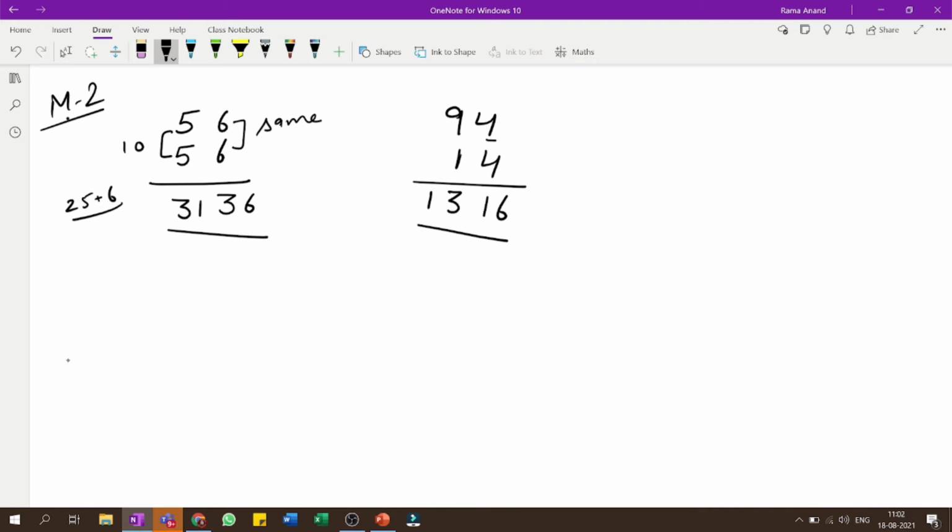Let me take another number. 9 into 2 and 1 into 2 now. Now see this one. 2 into 2, 4. So instead of writing a single 4, you have to make a pair of two digits here. So I am just adding a 0 over here to make it a two-digit number. And then again 9 into 1, 9, and plus 2, 11. So this will be my answer.